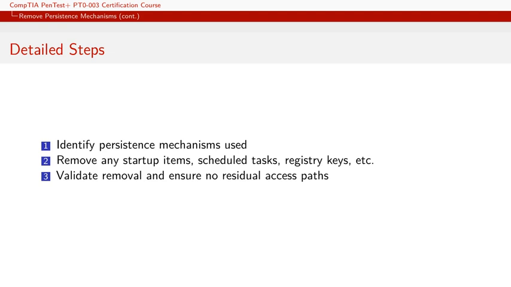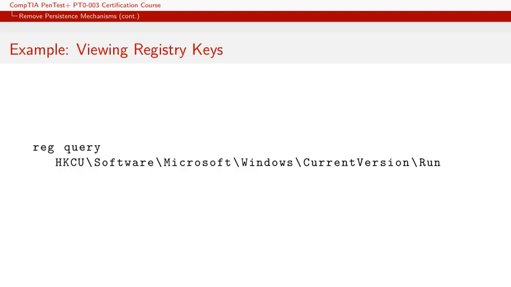By following these detailed steps, we can ensure that the system is secure from ongoing threats and that any persistence mechanisms used by attackers are completely eradicated. Moving on to our current slide, we delve into an example of how to view registry keys as part of removing persistence mechanisms. One effective command you can use is reg query. This command allows you to inspect various registry keys that may contain startup items or other persistence mechanisms.